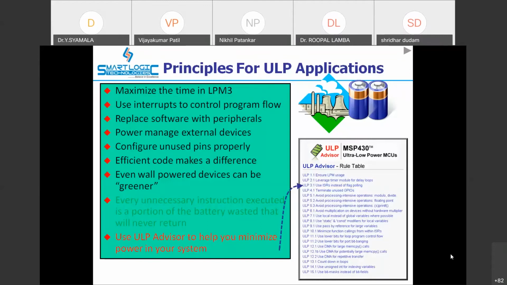They ask you to use LPM, then instead of flag polling, to use ISRs, interrupt service routines, and to terminate the GPIOs which are not being used by the system. So they give us guidelines on how we can write programs, and if you follow those guidelines efficiently, we are able to utilize the battery power.